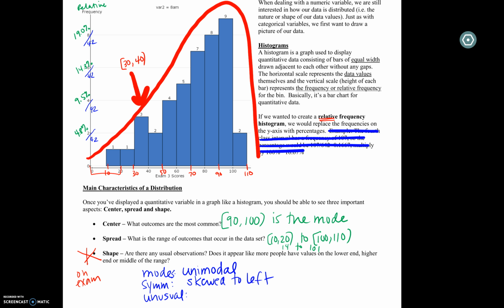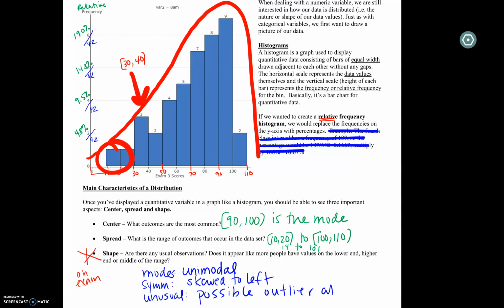And then our unusual observations, well, nothing terribly unusual to call out here. There's no gaps. We could call out our really low score as a potential outlier. That's possible. And so a lot of times, if you're talking about unusual and this is a test and you don't think anything here is unusual, you'll just write there are no outliers. There's nothing unusual going on. Otherwise, you might want to call out possible outlier. And we don't know. We'll eventually get tests and we can see if this person's an outlier or not.